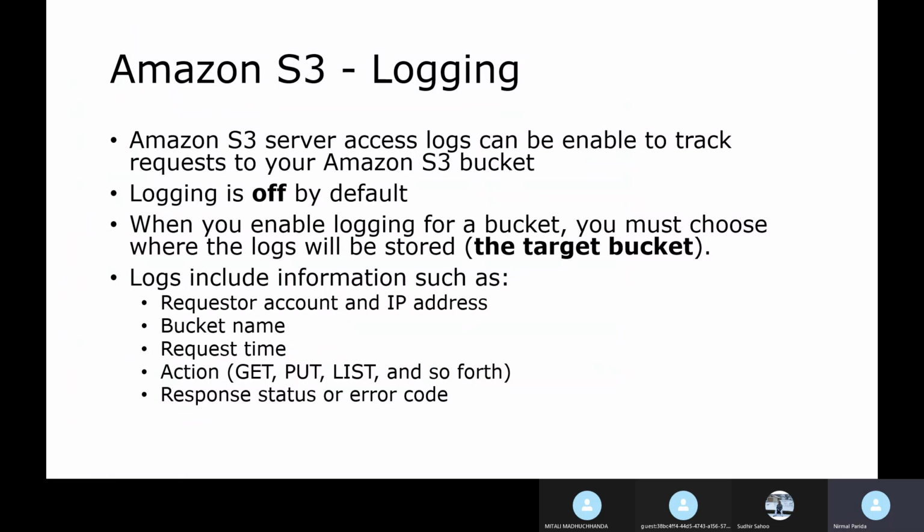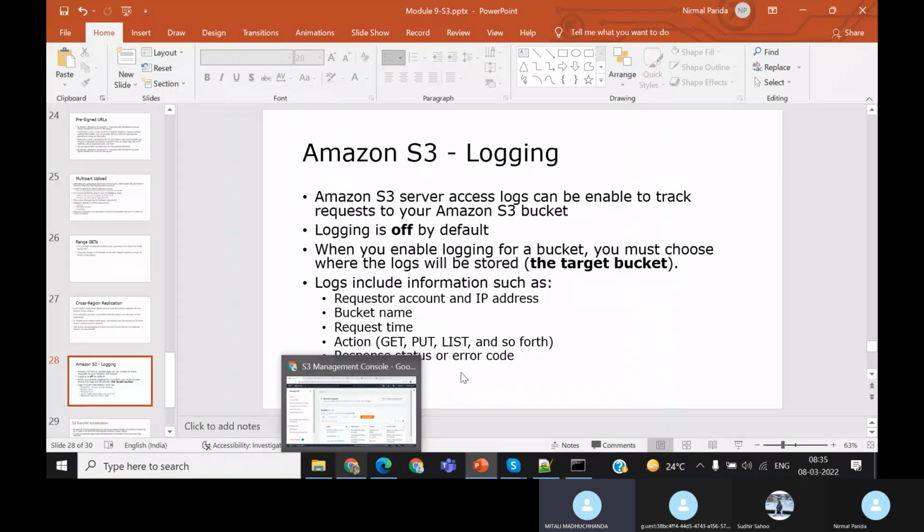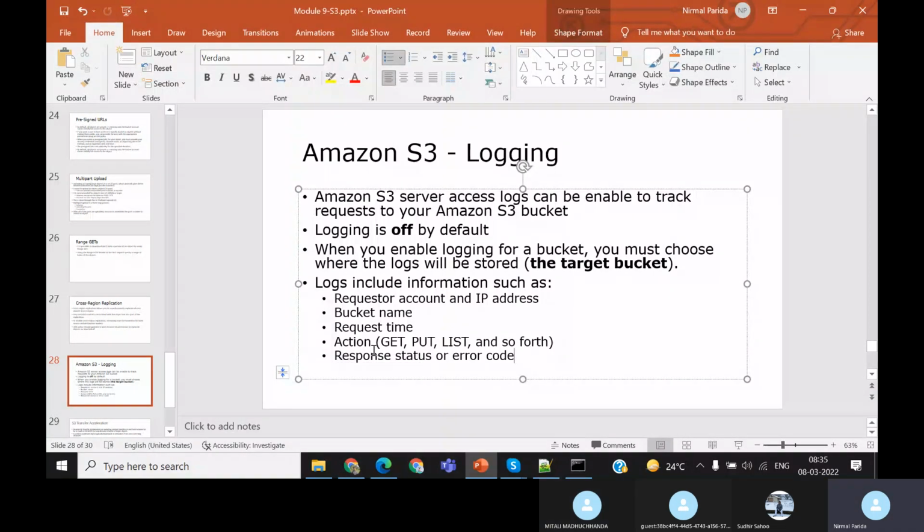You can enable logs for an object. What are these actions? Get, put, list APIs. Suppose someone reads, then the get API information will come. Suppose anyone tries to write, put will come. If someone deletes, the delete API will come. Because everything at the lower level of AWS works with AWS APIs, that information will come in the logs.